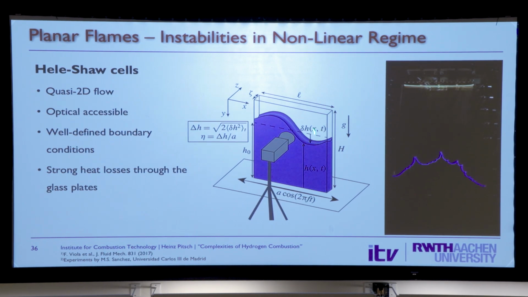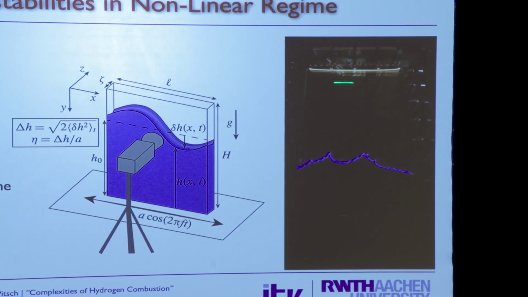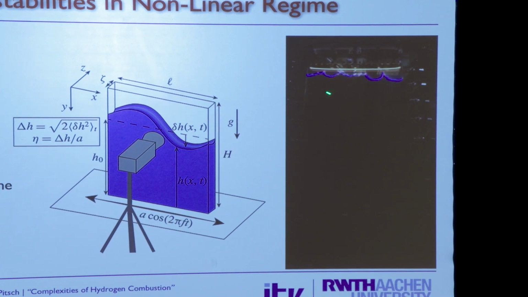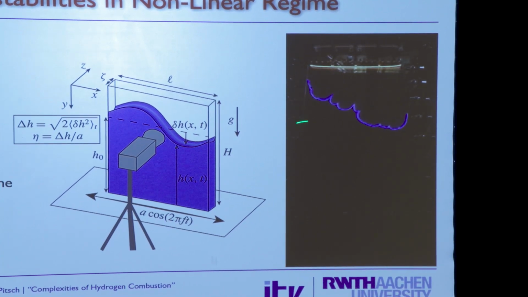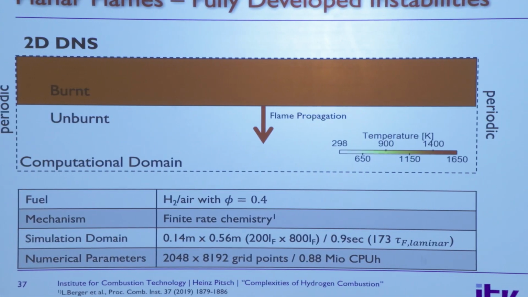This is a Hele-Shaw cell. These are two plates which are very close to each other. They form a very small channel. It's filled with a fuel-air mixture. There's a wire here that ignites the mixture. And then you see that you form these instabilities. It's not a flat front that burns down. You form these instabilities. And then we do the same thing here in the simulation.